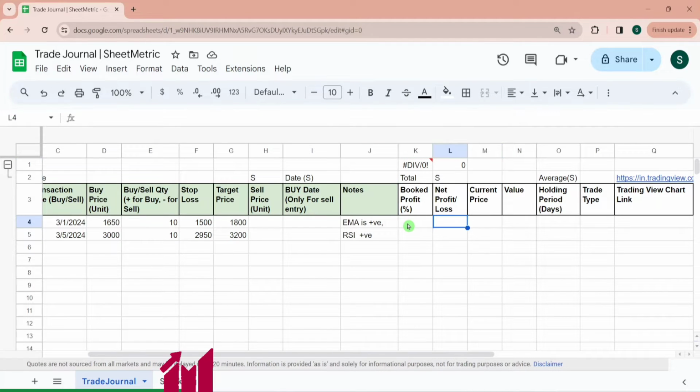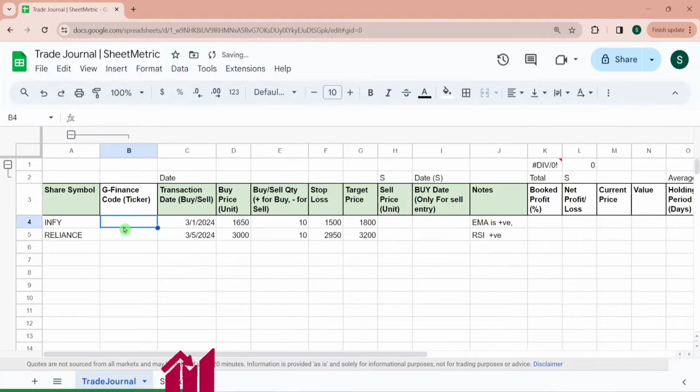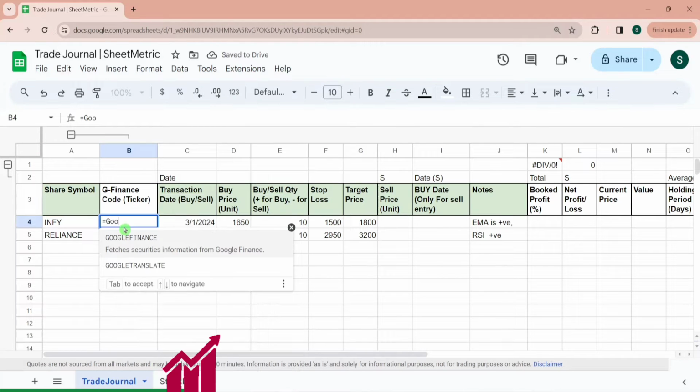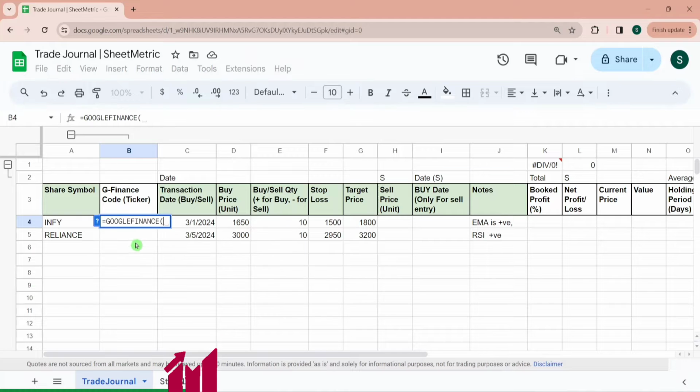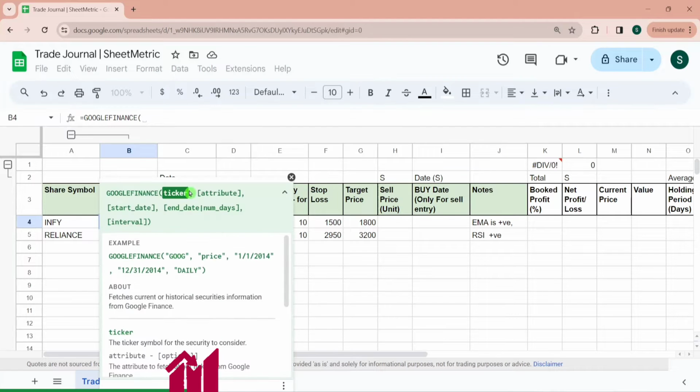For current price, we will take help of the Google Finance function. To use Google Finance, you have to type equals GOOGLEFINANCE, and then the first parameter of Google Finance is a ticker. Ticker means here you need to pass the name of the exchange, then a colon, and then the symbol of the stock. I have done a detailed video on this as well; I will put the link in the description, and you can check it from there as well.